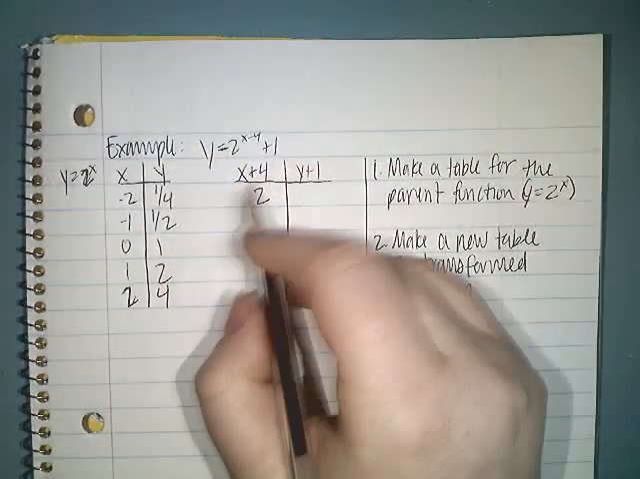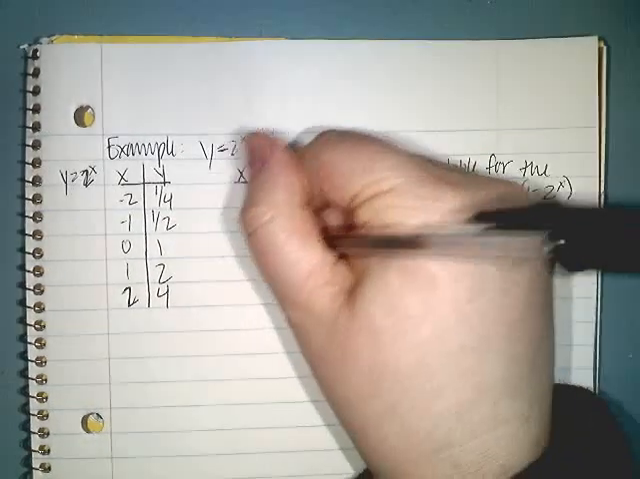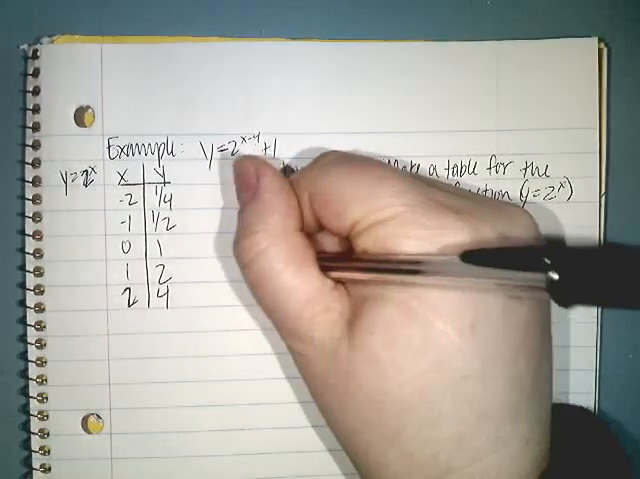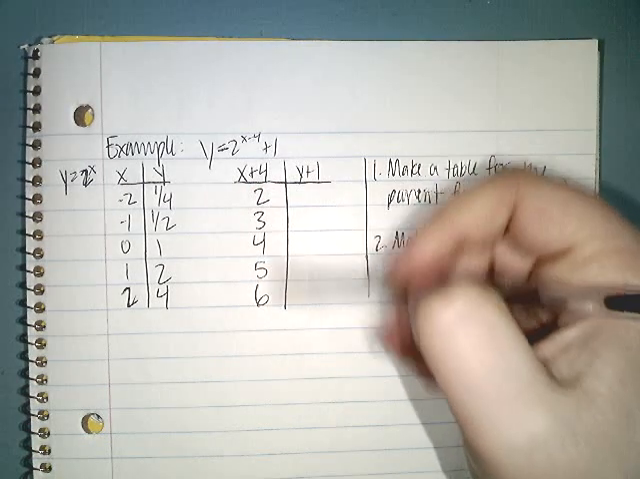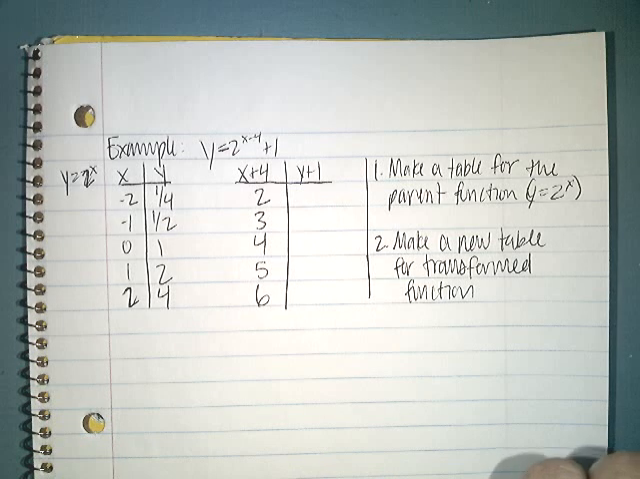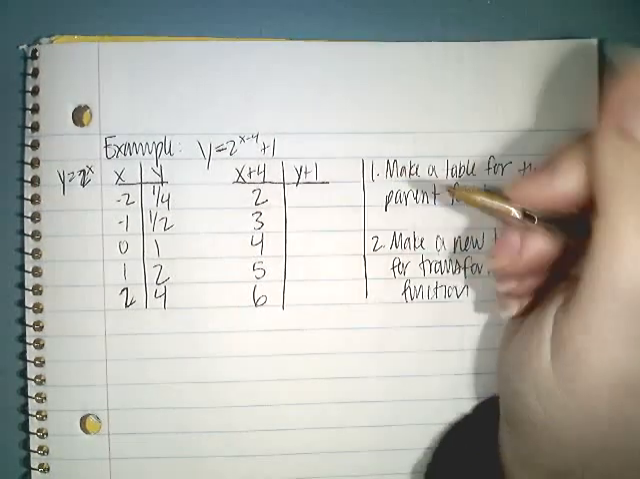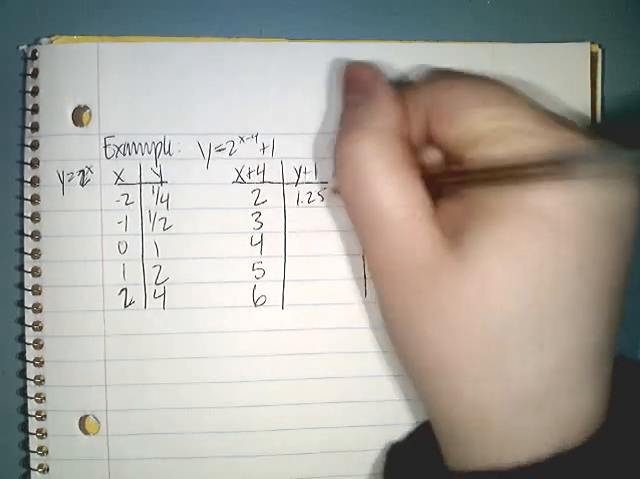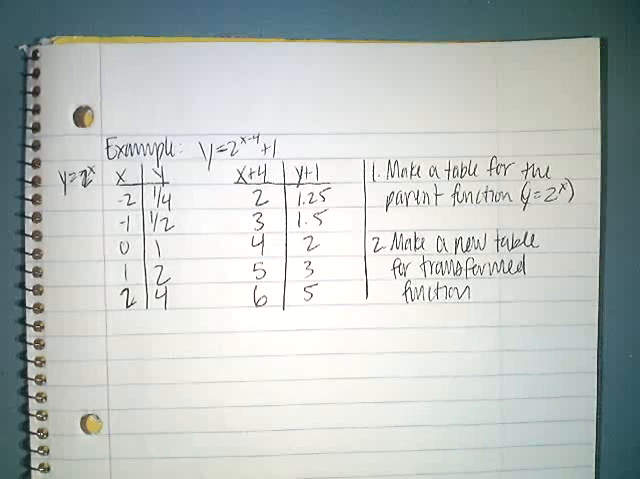So negative 2 plus 4 is 2. Negative 1 plus 4 is 3. 0 plus 4 is 4. 1 plus 4 is 5. 2 plus 4 is 6. So if you notice, now my x values match the x values from our table in the last problem. So they're actually the same thing. Now I'm going to do the same thing with y values. I'm just going to add 1. So I have 1.25, 1.5, 2, 3, 5.